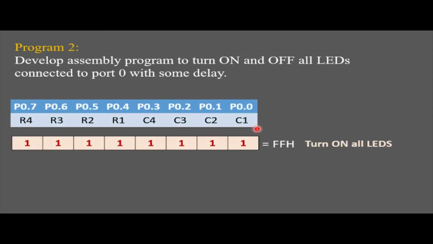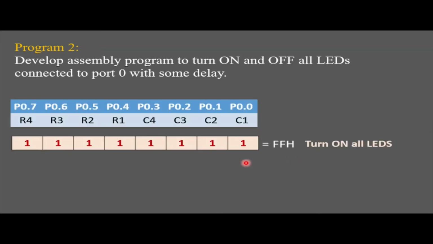Here we have to develop an assembly language program to turn on and off all the LEDs connected to port 0 with some delay. It means that all the 16 LEDs should glow, they should remain on for a certain interval of time, and then they should turn off and remain off for a certain duration of time. To turn on all the LEDs, what should I do?